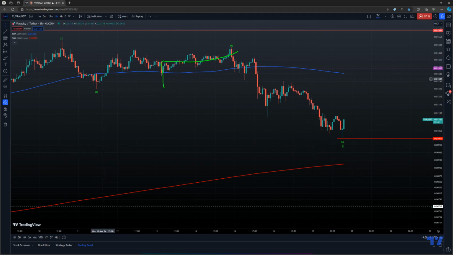So yes, maximum insanity in the wave D. Wave E bounce, probably going to hit that 200 before reversal, and I'll catch on the next one.